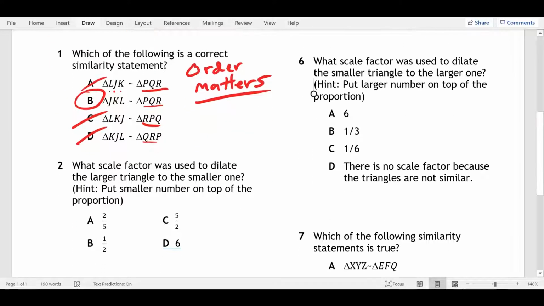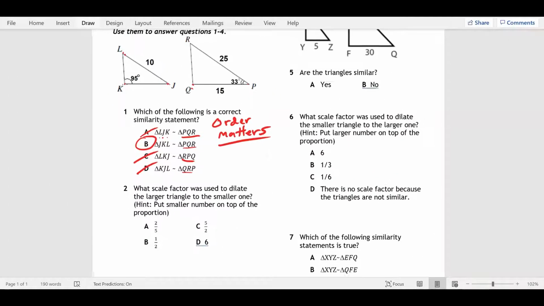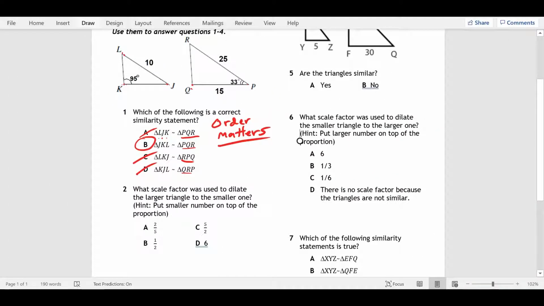Okay, so number 2, what is the scale factor used to dilate the larger triangle to the smaller one? Okay, again, we're putting the smaller number on top of the proportion. So here's what we're going to do. We're going to grab 2 corresponding sides. Okay, we're going to put the smaller on top. So the smaller one is 10, which corresponds to 25. Okay, so the new one is 10. The old one is 25. 10 over 25. Okay, so you're going to make a fraction with a smaller number on top.